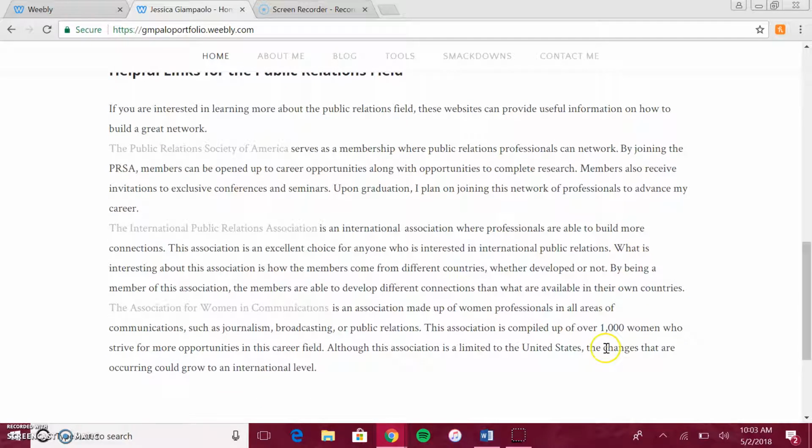And then the third one is a link to the Women in Communications, only because this really interests me because it is an entire association made up of professionals that are in the public relations field that are women. And I feel like that's really empowering, and they cover journalism, broadcasting, and public relations. And then I linked the websites into the names of the societies.